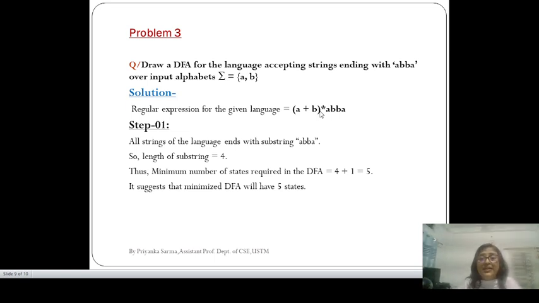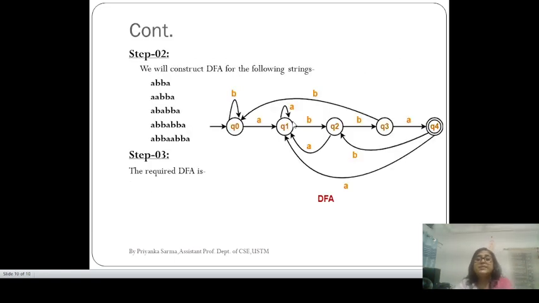Now to construct the required DFA, the first step is to calculate the length of the substring. So the length of the substring is 4. That means the required number of states is equal to 4 plus 1, that is 5. Now after that we have to design the strings, and based on those strings we are going to design the machine.